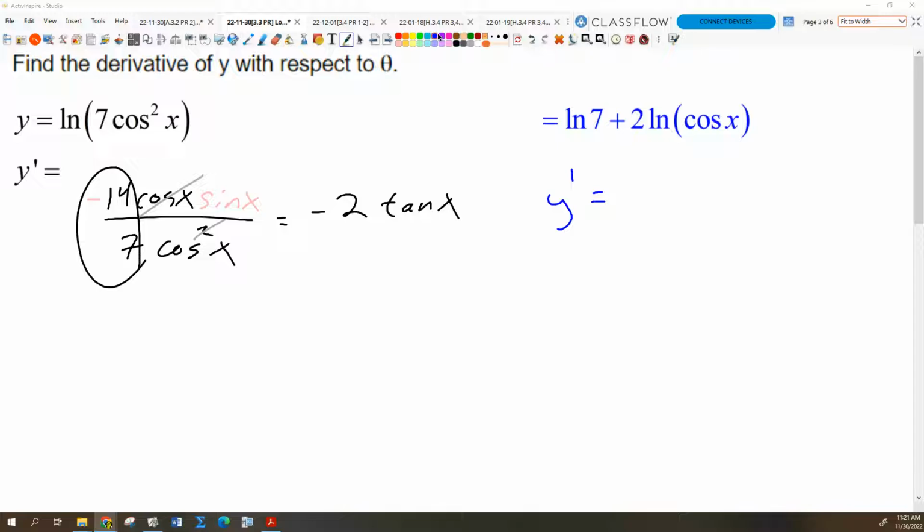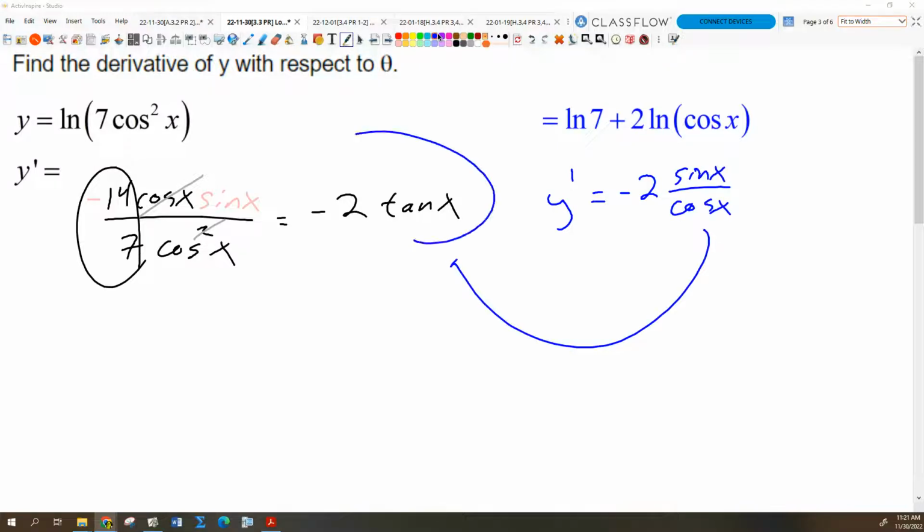What is it? Which is what? 0. And we know it's 0 because log 7 is a constant, right? That's just a number. So the derivative of a constant is 0 plus 2 times the derivative of log cosine x. Well, the derivative of cosine is negative sine, right? So I'm going to get my negative 2 sine x over cosine x, which is just that, but way easier, right?